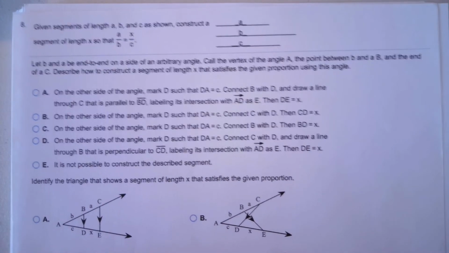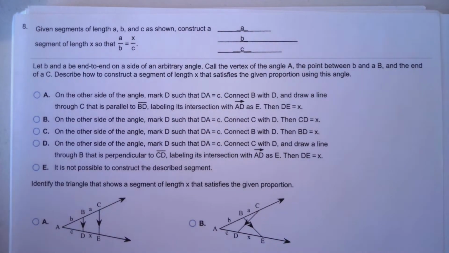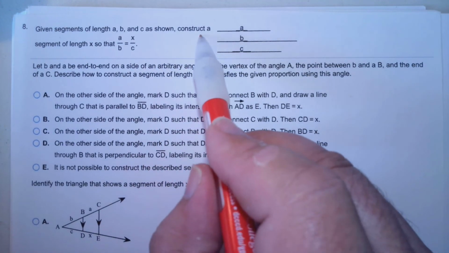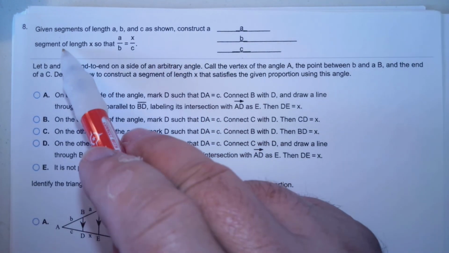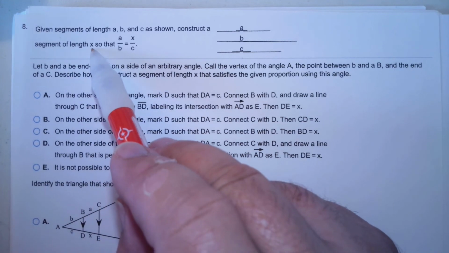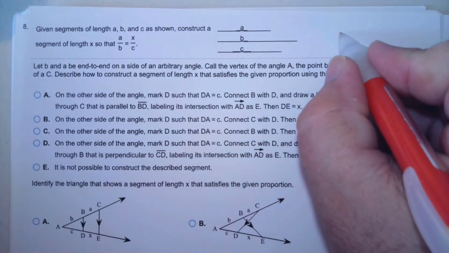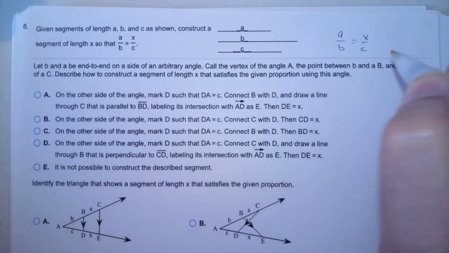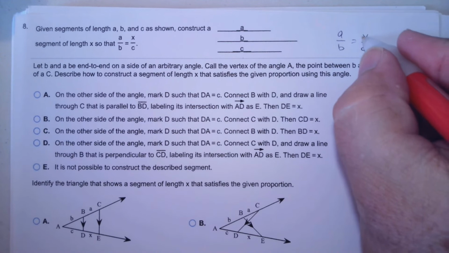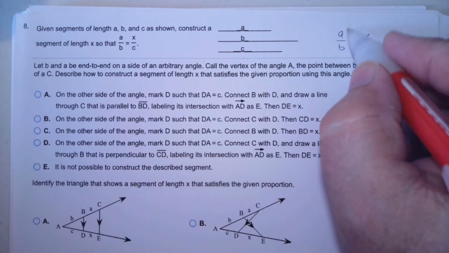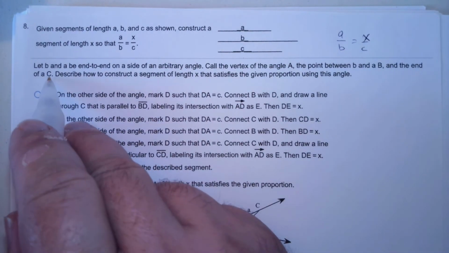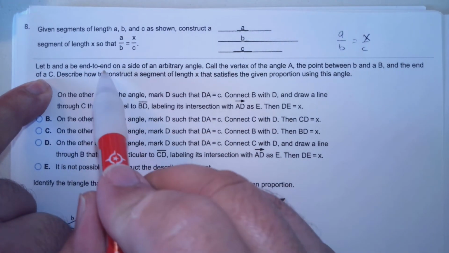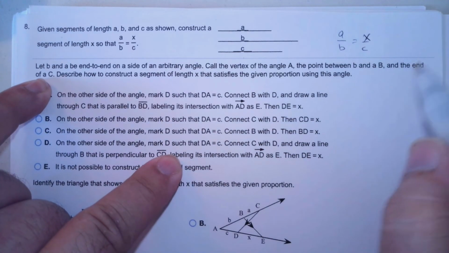Number 8. Given the segment lengths A, B, and C, construct X. Construct a segment of length X so that the ratio of A over B is equal to X over C. Okay, so what will make the ratio the same? Here's the construction. Let B and A be end to end on a side of an arbitrary angle.